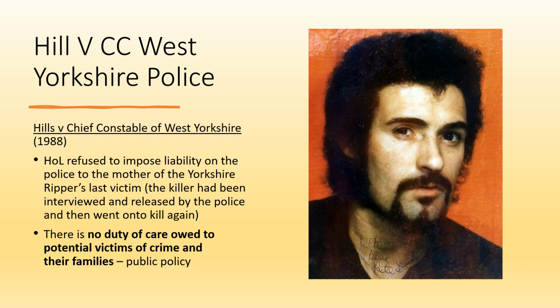Now, this is best illustrated through Hill v Chief Constable of West Yorkshire Police. What you can see here is Peter Sutcliffe, the Yorkshire Ripper. The House of Lords in this case refused to impose liability on the police to the mother of the Yorkshire Ripper's last victim. After the killer had been interviewed and released by the police, he then went on to kill again. The reason for this was a public policy argument. In essence, the court was very reluctant to say there's a duty of care owed to potential victims of crime and their families, because that would open the floodgates to too many claims and it would impose a burden on the police, which was unfair to do.